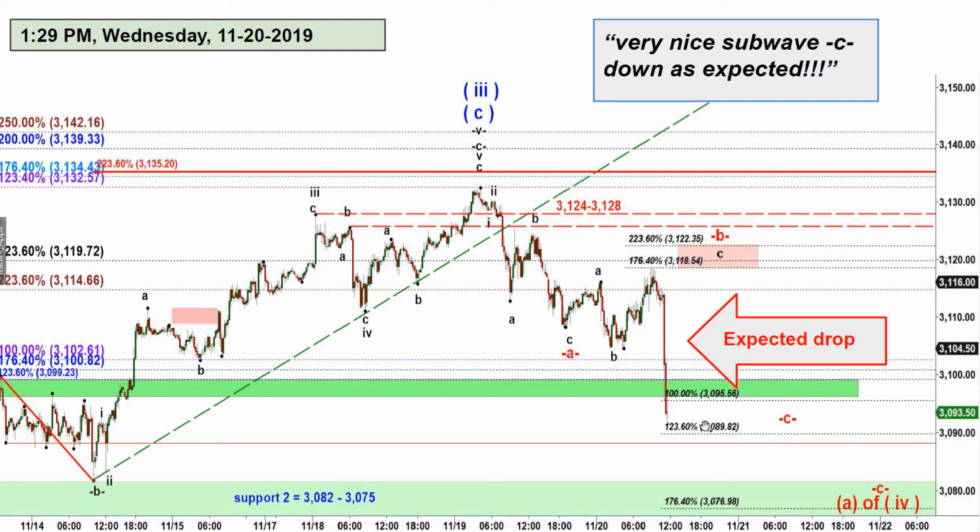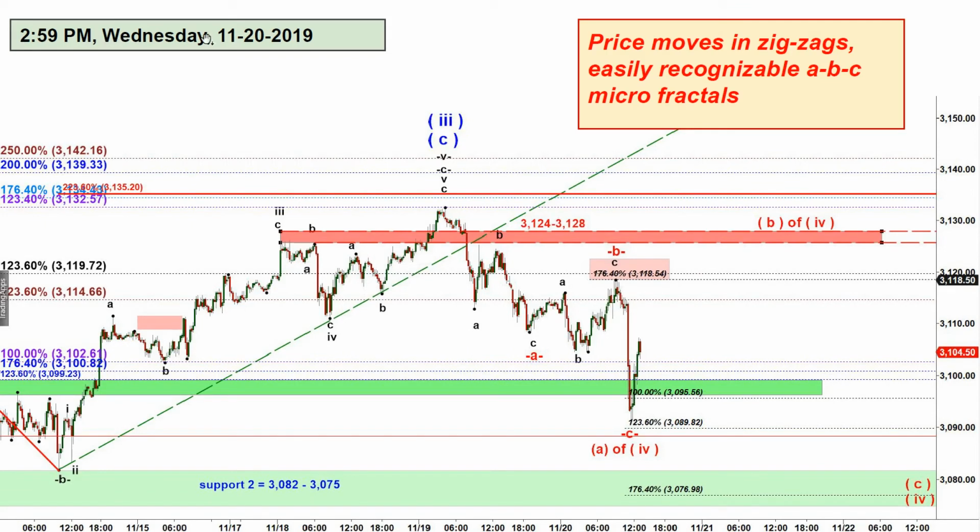This is where I reported to my subscribers that I closed my shorts because we got ABC down, and once we get ABC down, I start to expect ABC up. The very same day, Wednesday 11/20, 2:59 p.m., price started to go up again as expected. And that was my expectation.